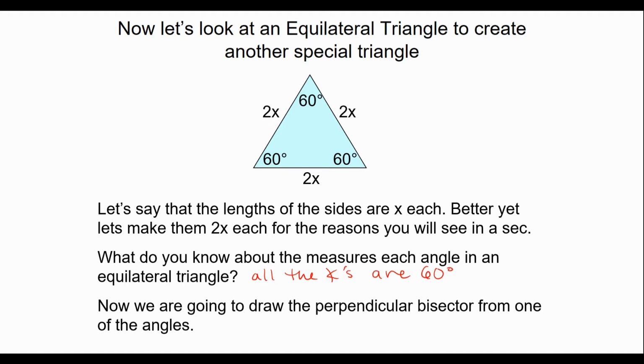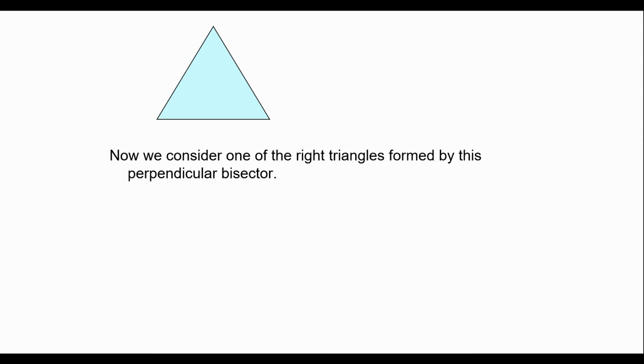Now we're going to draw the perpendicular bisector from one of the angles to create two right triangles. Now, if we look at this, when we split with that perpendicular bisector, since this is a perpendicular bisector, this is a right angle and this is 60, and this angle is split in half, so it's 30 and 30. Now, if we separate this right triangle, this is our 30, 60, 90 triangle.